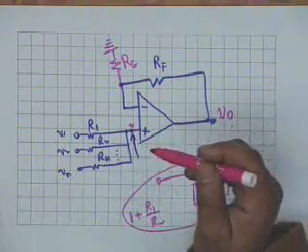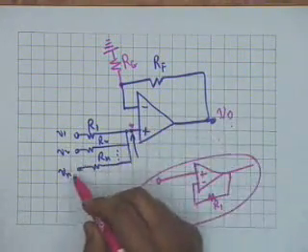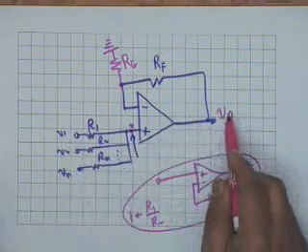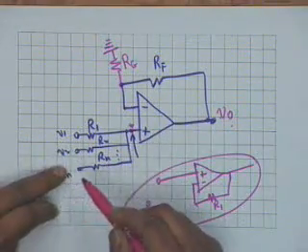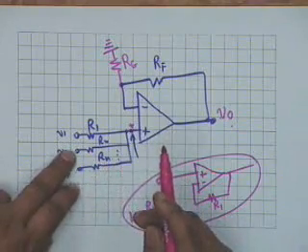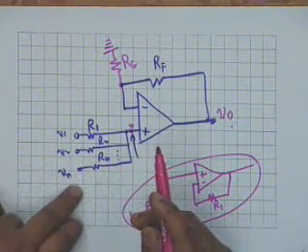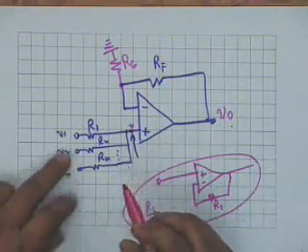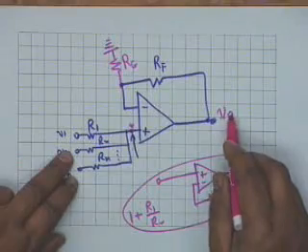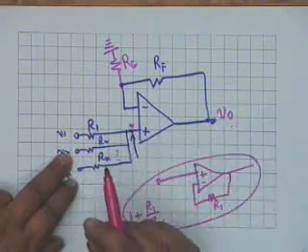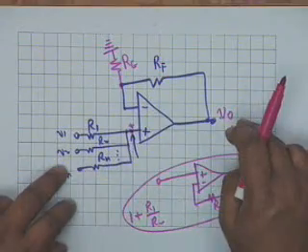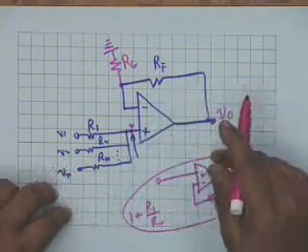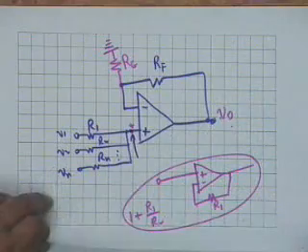Another method is superposition. That is, you find out the effect of V1 on V0 by killing all other sources. Killing means what? They must all be connected to ground, because the sources have to be short circuited. So you find V0 1 due to V1 alone, then you find V0 2 due to V2 alone, and sum all of them up. Whatever way you do, you should be able to get the correct result, and I leave this to you as an exercise.